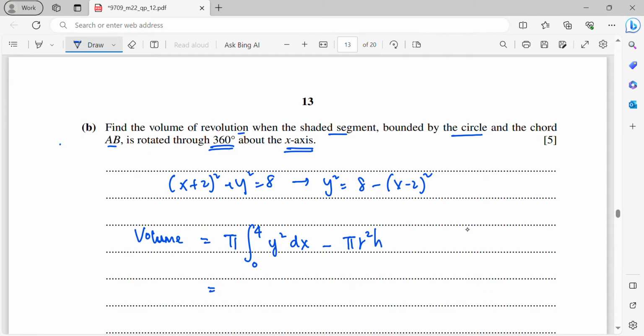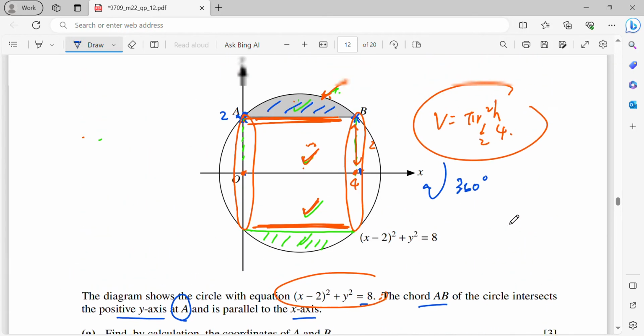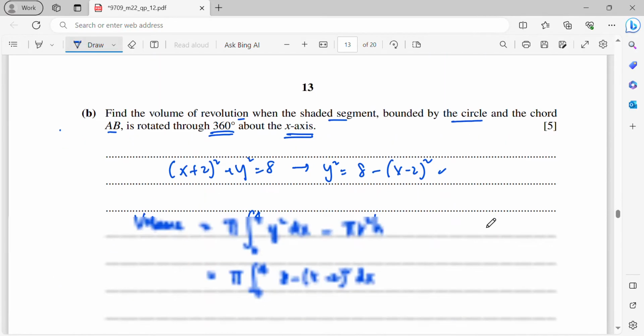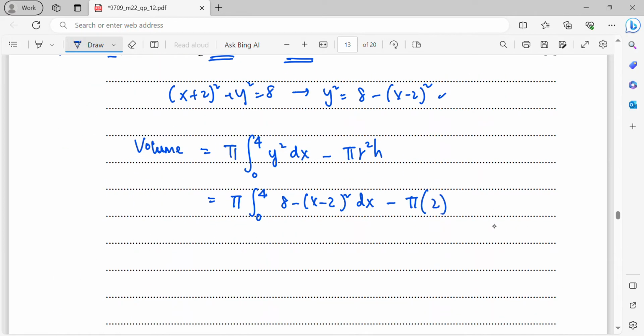Now this is going to be pi times the integral from 0 to 4 of y squared, which is 8 minus (x minus 2) squared, dx. Then pi r squared h is the volume of the cylinder, so minus pi. Just now I explained the r is basically 2, and the h is 4. So here it is going to be 2 squared times 4.